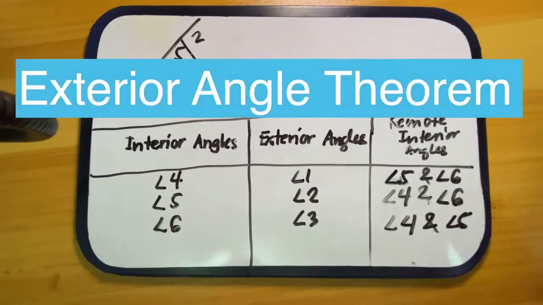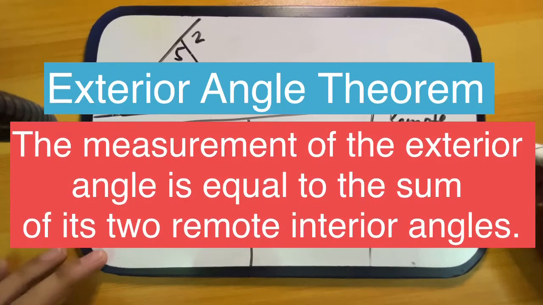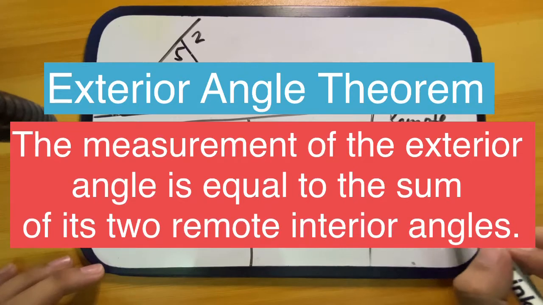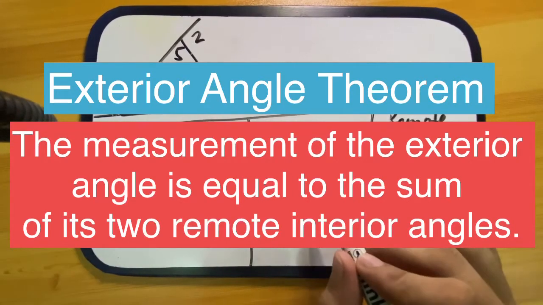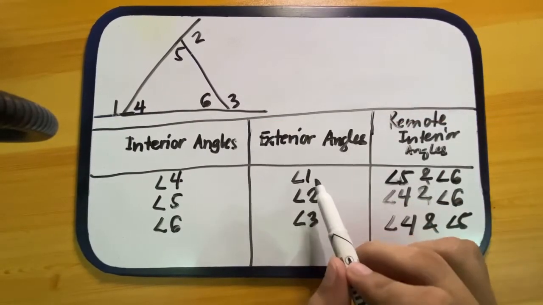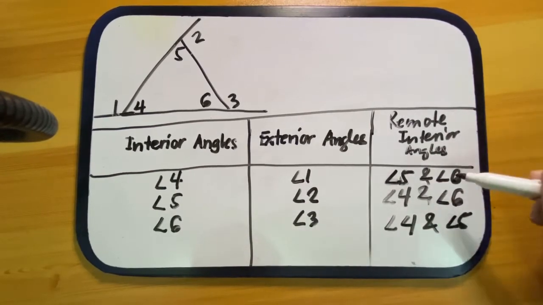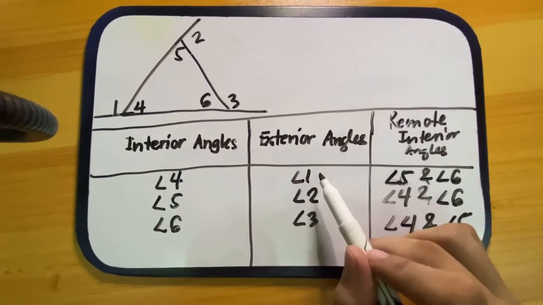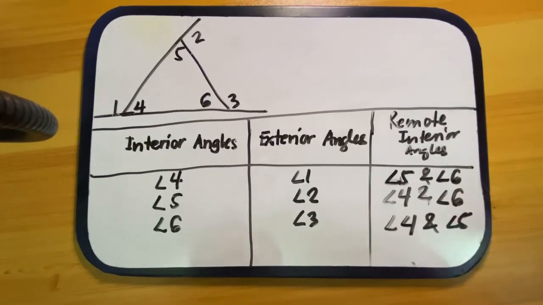Okay. So according to the theorem, the sum of the two remote interior angles is equal to its exterior angle, or the measurement of the exterior angle, for example, angle 1, is equal to the sum of its remote interior angles, which are 5 and 6. Okay? So for example, if angle 1 is 80, the sum of 5 and 6 is also 80. So that's the relationship between exterior angles and remote interior angles.